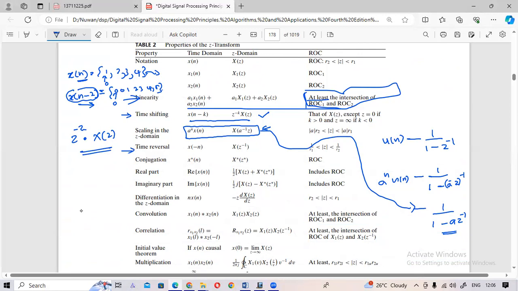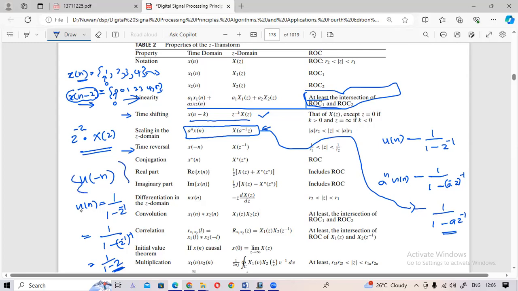I ask you to find the Z transform of u[-n]. You know the Z transform of u[n]; that will be 1 over 1 minus z^-1. If you take minus n, it is a reversed signal, so z^-1 becomes (z^-1)^-1. So it will be 1 over 1 minus z. This will be the Z transform of u[-n].